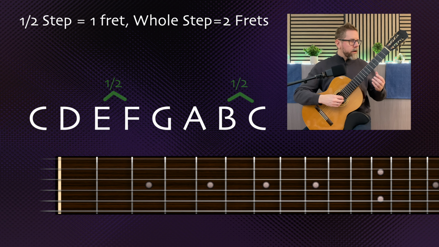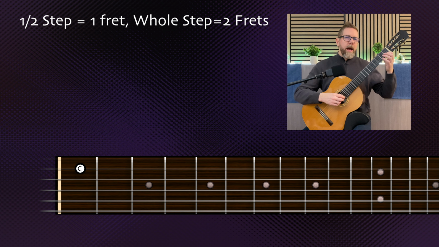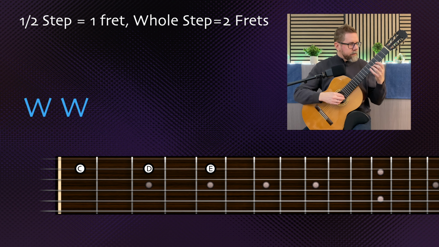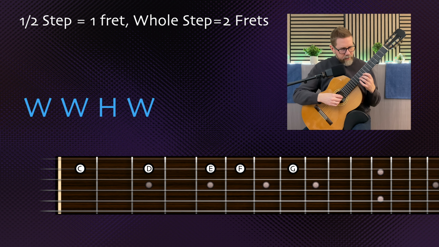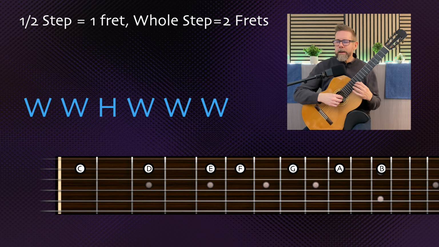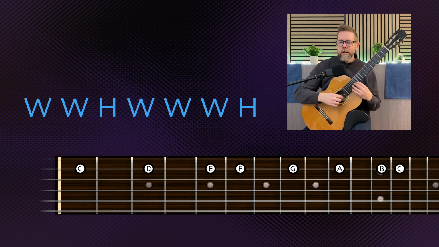If we start on the note C, I can just count up along one string to D, which gives us a whole step, and then to E, which gives us another whole step, which is right next door to F. So there's our half step. Then I go a whole step to get to G, a whole step to get to A, and a whole step to B, and then we finish with a half step to get back to the C. And that gives us our C major scale.